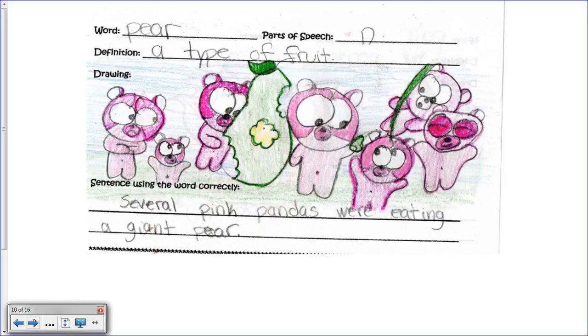All right, the word pear is a homophone. So we have the word pear, P-E-A-R, and it's a noun. It's a type of fruit. And then the sentence below. Several pink pandas were eating a giant pear. So there's this big group of pandas and they're eating this green pear. Very clever, very creative.